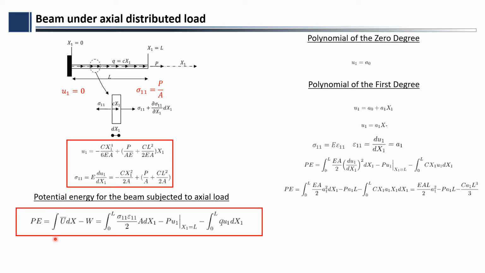After rewriting, we can find the final version of potential energy is a function of a1. Next step, we need to minimize the potential energy of the system by finding the first derivative of the potential energy with respect to a1 and make it equal to 0. Then we can solve a1 easily. Once we have a1, we can plug in a1 into u1 and find u1. Once we have u1, we can find sigma 1,1.